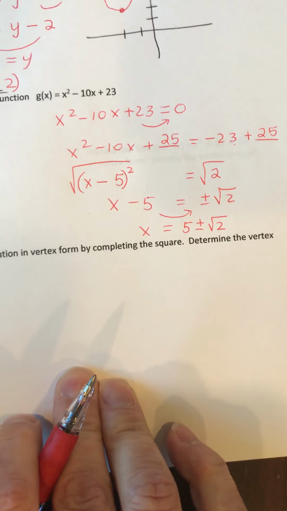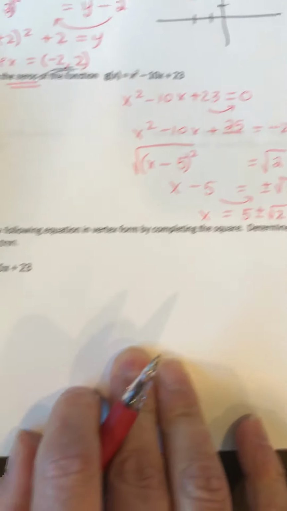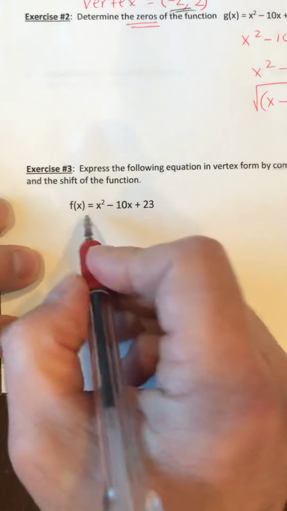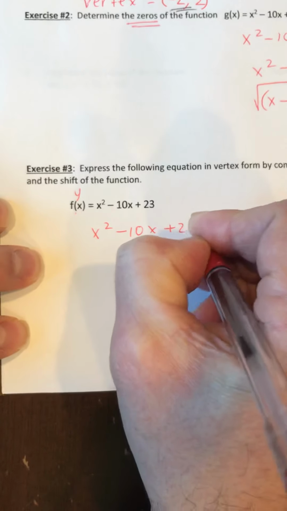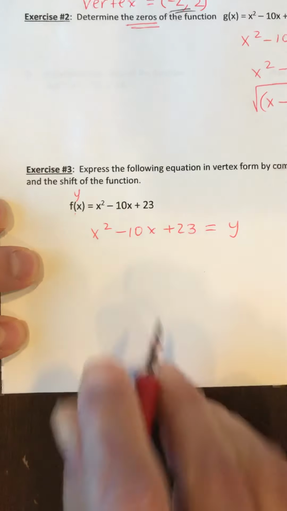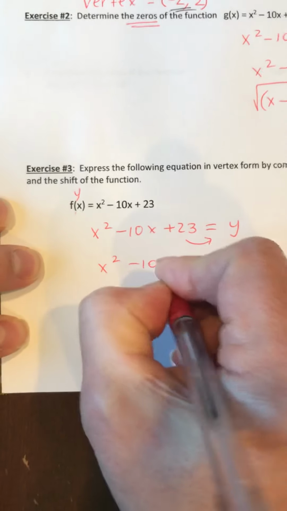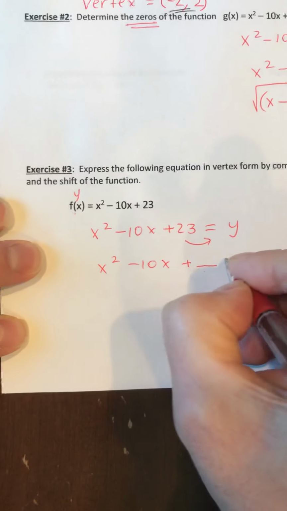So for the first question, it was vertex form: determine the shift, find the vertex. The second one was finding the zeros. Let's do one more vertex form. Again, f of x really means y. So I'm going to make this x squared minus 10x plus 23 equals y. We're going to swing the 23 over, and leave a spot for our perfect square.